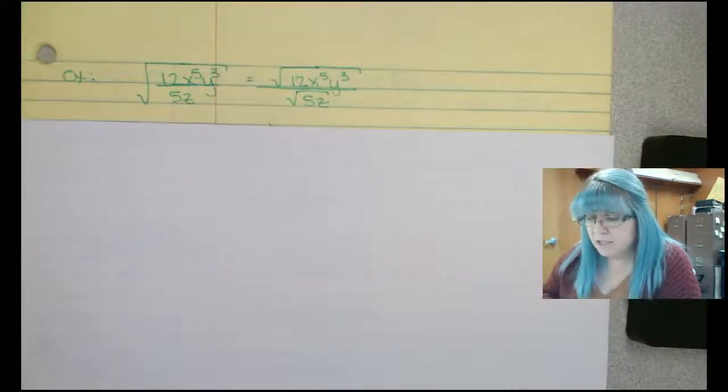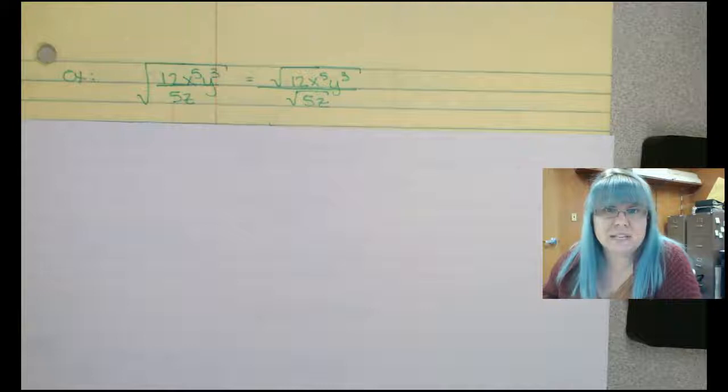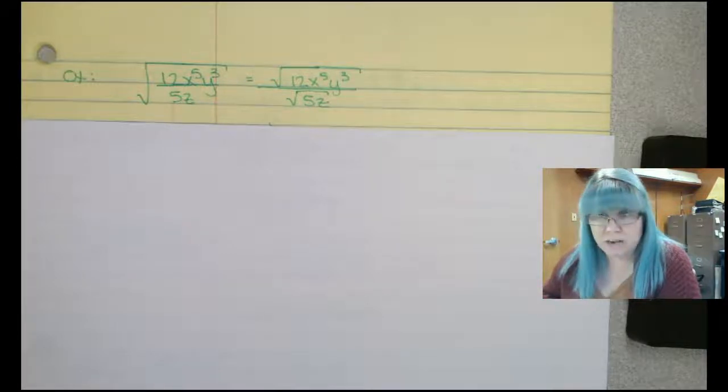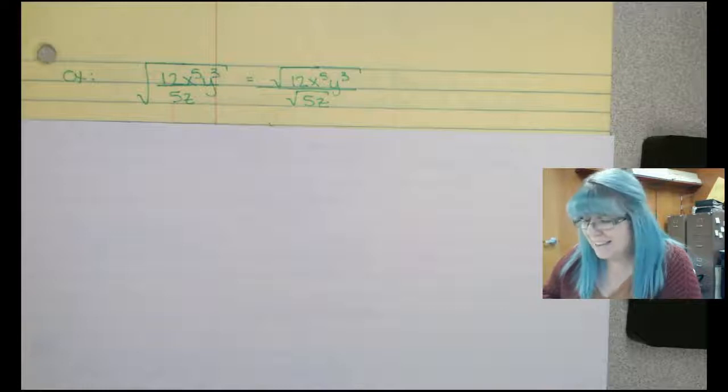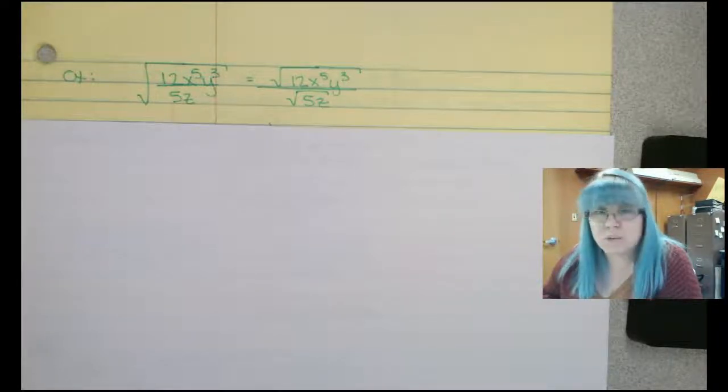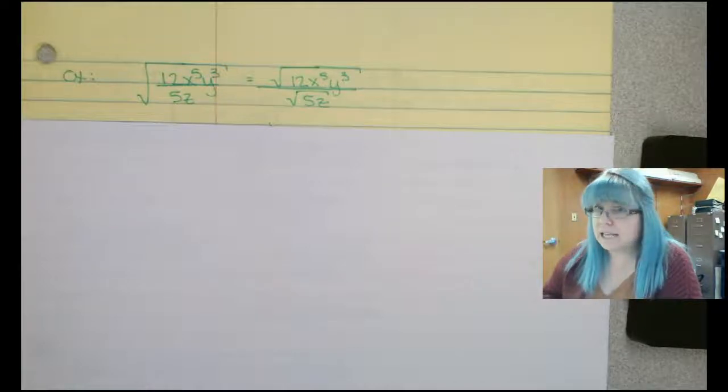Alright, the square root of 12x to the 5th y cubed all over 5z. First things first, let's break it apart. I only need to rationalize the denominator. I don't need to rationalize the numerator. So I do need to rationalize that square root of 5z. But there is a slight issue here.